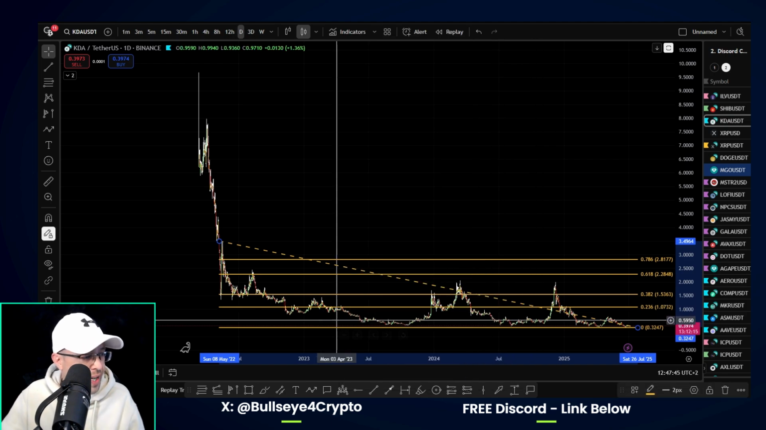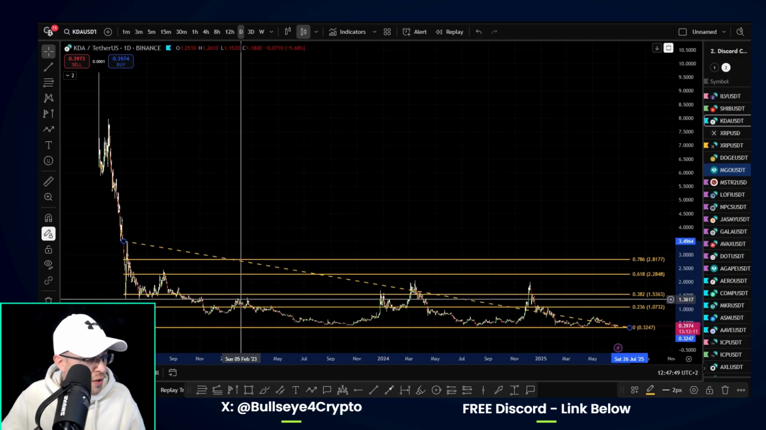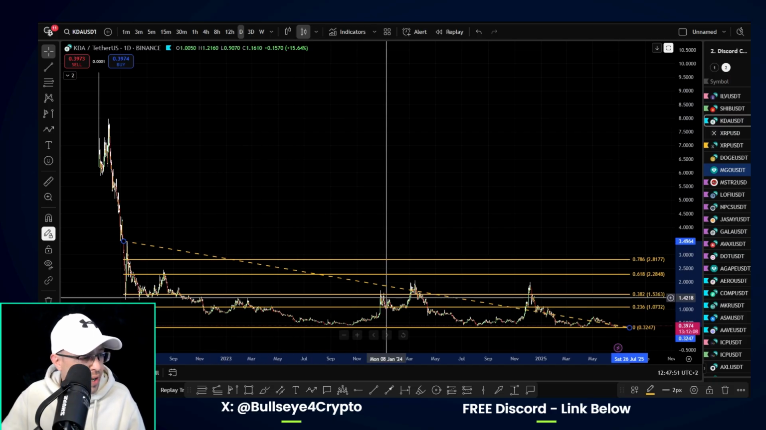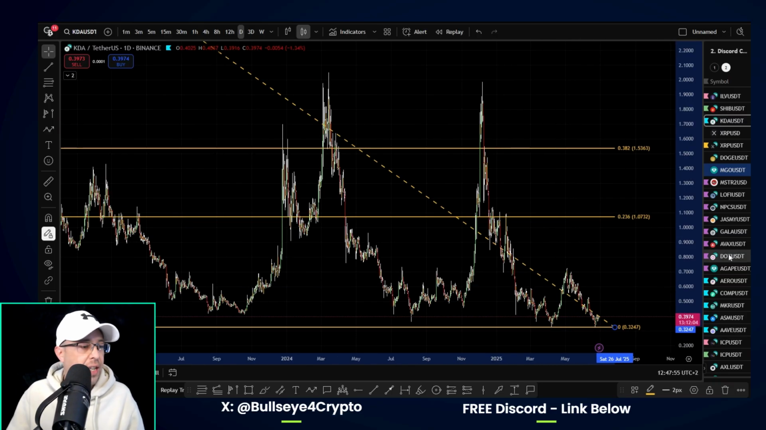So let's have a look. 236. We did get a reaction at the 236. You can see rejection, support, rejection, rejection, support, rejection. So the 236 is a strong area. Now that's going to be our next resistance point, guys. Structure. This is part of the structure.